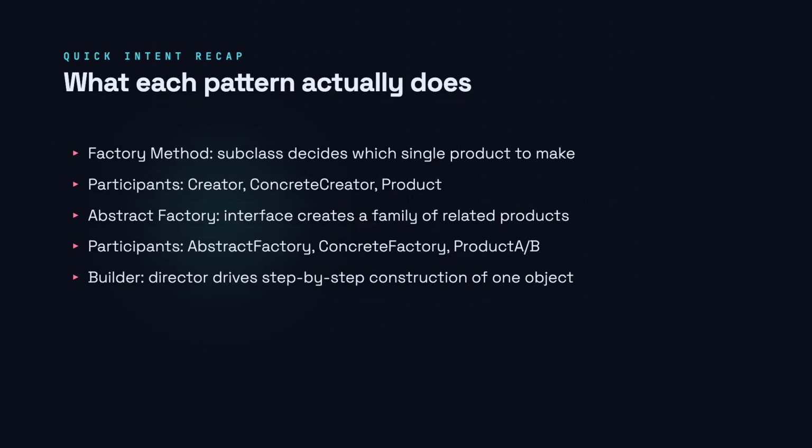Factory method defines a method in a base class, the creator, and lets each subclass, the concrete creator, override it to return the right product. Abstract factory defines an interface with multiple creation methods, one per product in a family. A concrete factory implements all of them so the products stay consistent. Builder separates the construction steps from the final object. A director calls the steps in order, and the builder assembles the result.